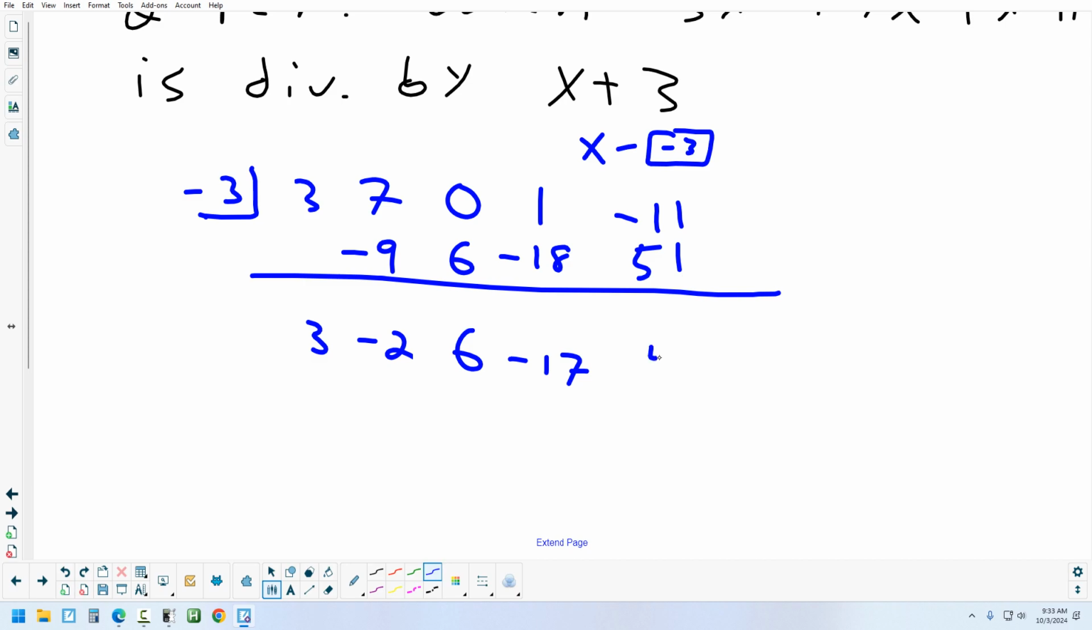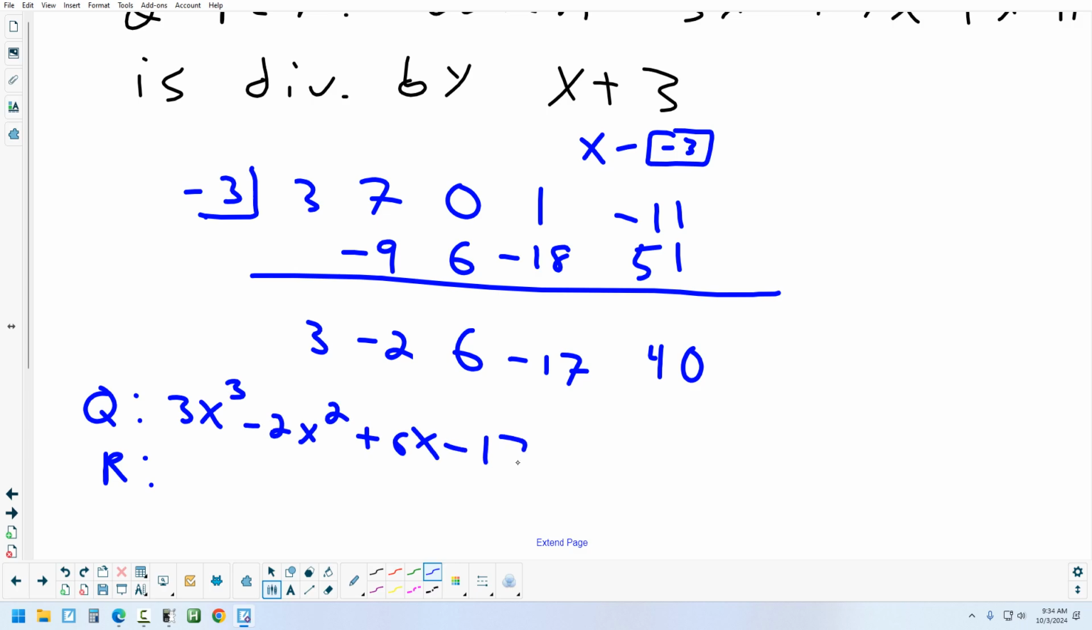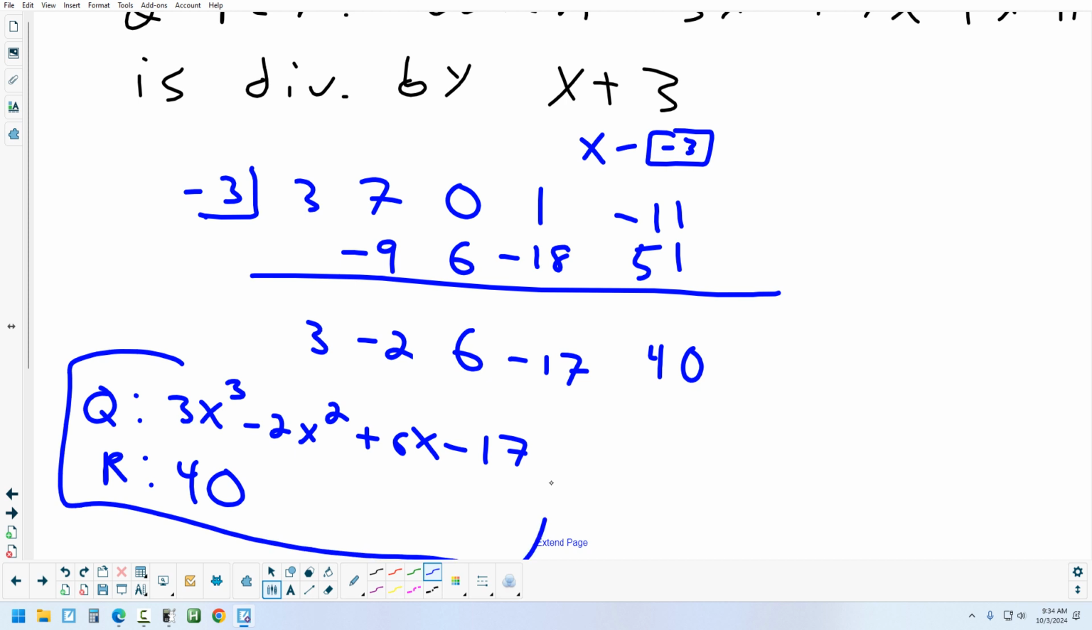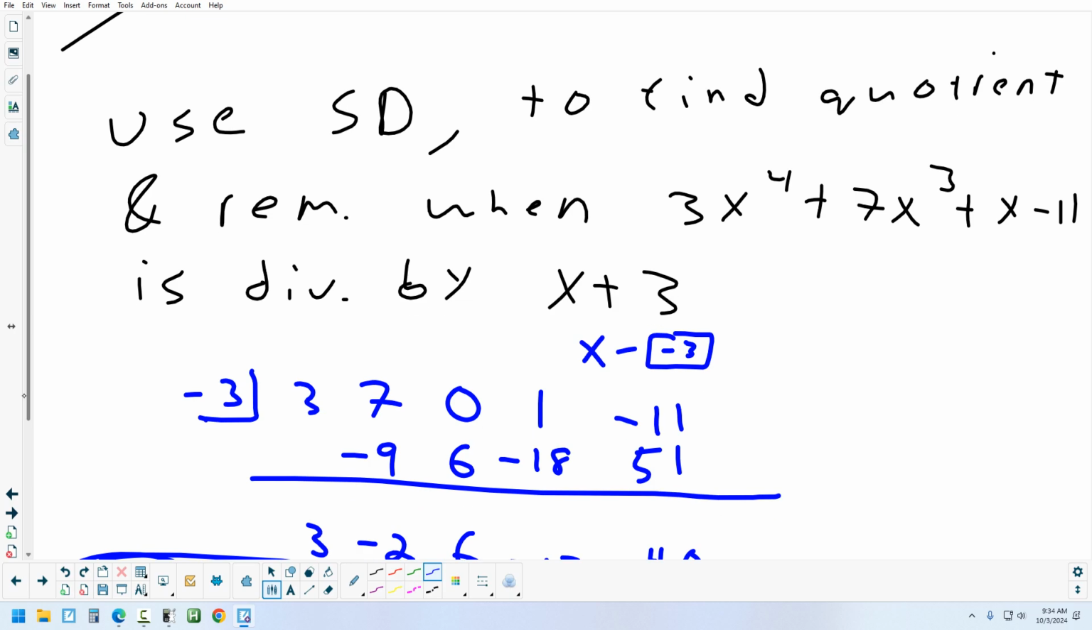40. Okay, so we've done it, but now we need the quotient and the remainder. What is my quotient? How do I write my quotient? 3x to the third minus 2x squared plus 6x minus 17. Okay. And my remainder is going to be 40. There you go. There's your quotient and remainder. Okay. Any question on that one?